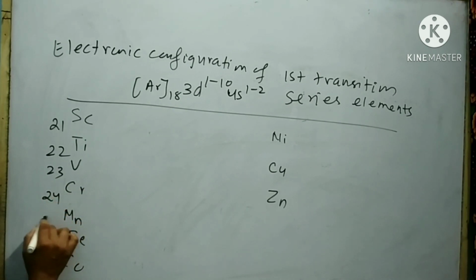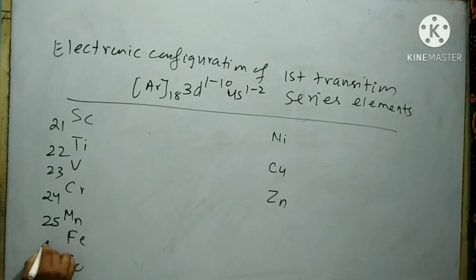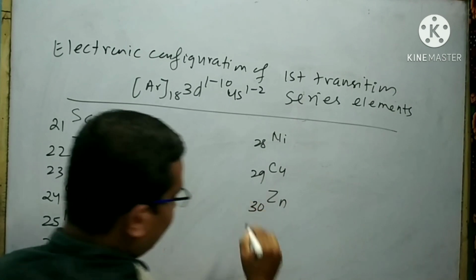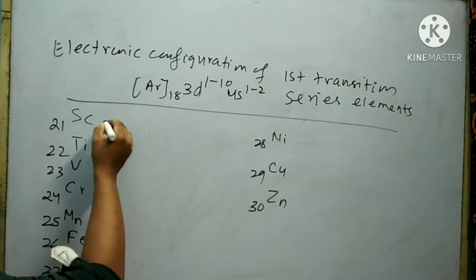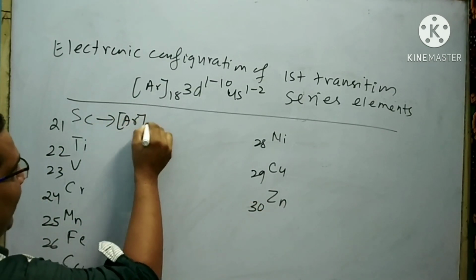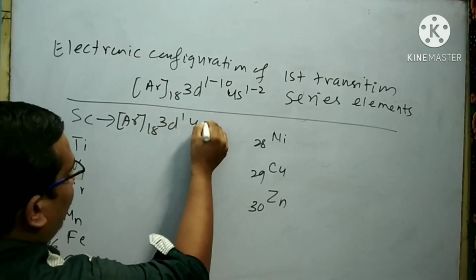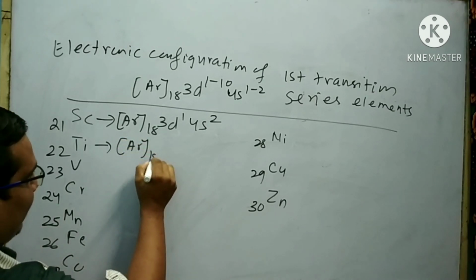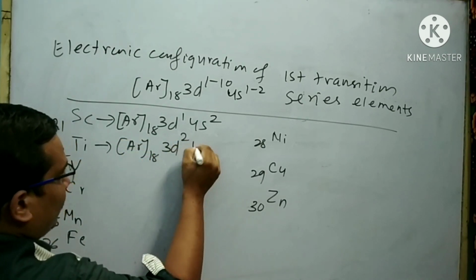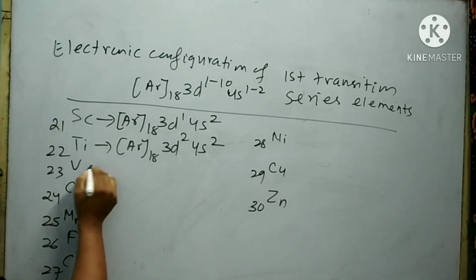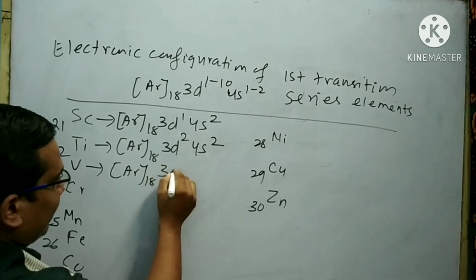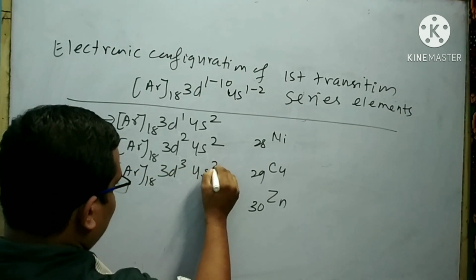chromium is 24, manganese is 25, iron is 26, cobalt is 27, nickel is 28, copper is 29, zinc is 30. The electron configuration of scandium is argon 18, 3d1, 4s2, titanium is argon 18, 3d2, 4s2. Similarly, vanadium is argon 18, 3d3, 4s2.